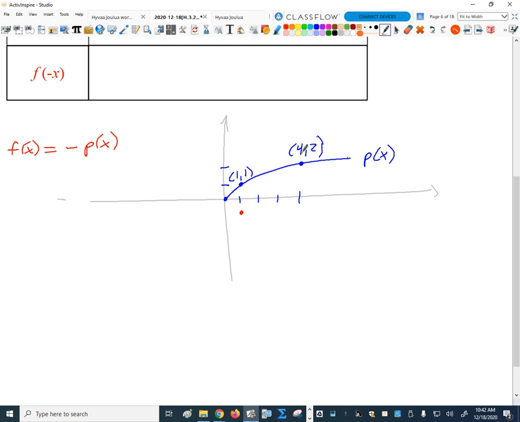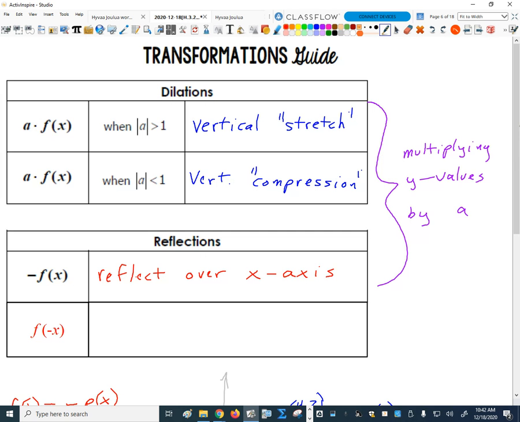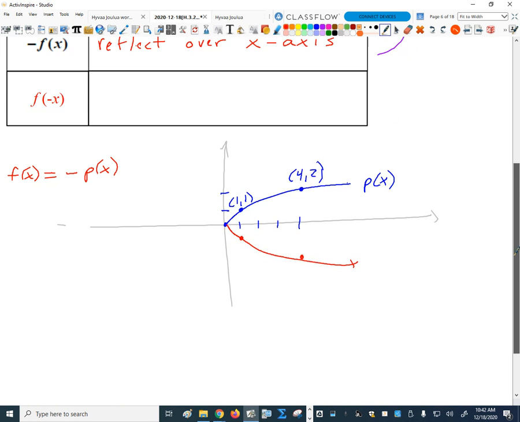If I input a 4, my parent graph outputs a 2, but I'm going to multiply my output by -1, so that makes it a -2. So it's down there, right? And so we saw that we reflected over the x-axis. Now, what's going to happen, though, if we make a new function? Let's call it g of x, which is p of -x.